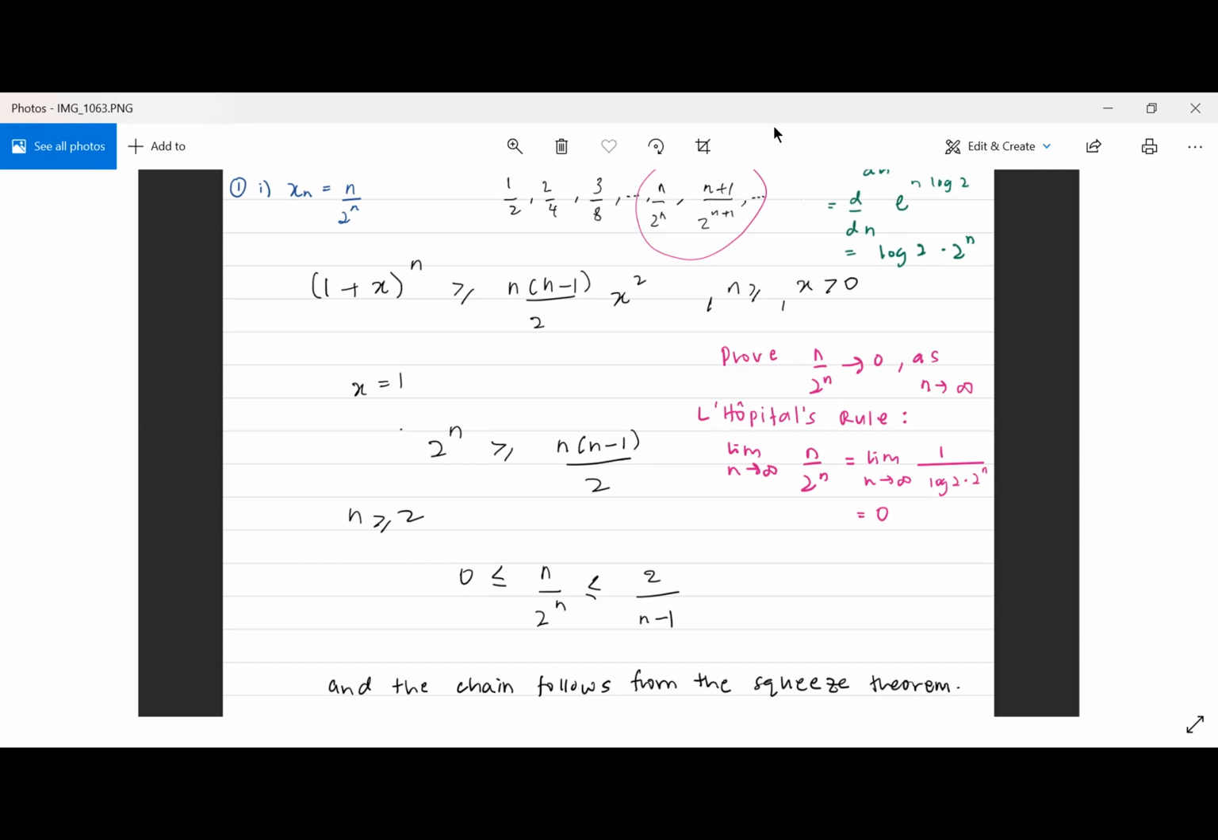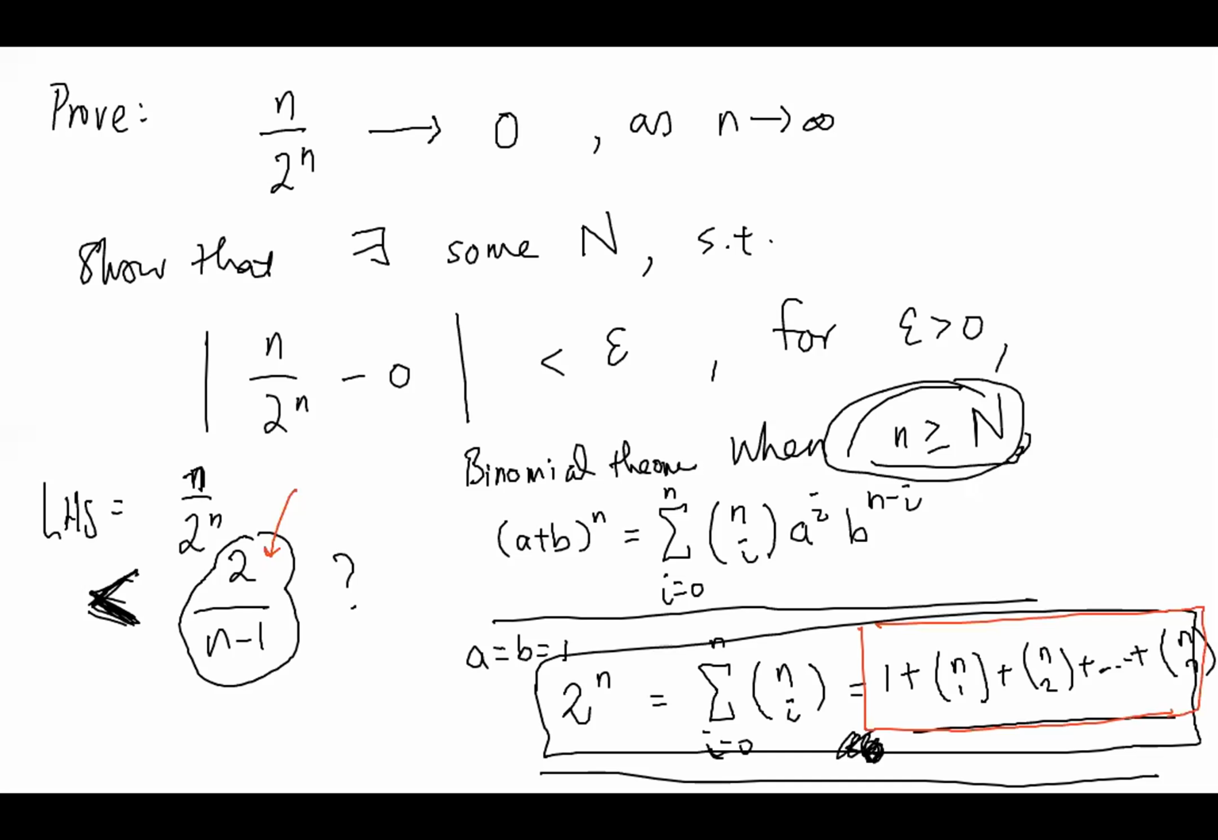Let me just take back screen sharing. Okay. So let me clear the clutter a bit. So maybe I write down again, 2 to the power of n is equal to 1 plus n choose 1, n choose 2, and so on.